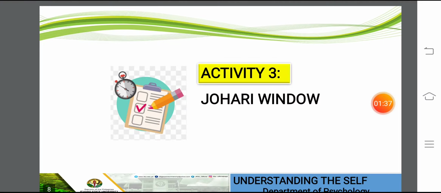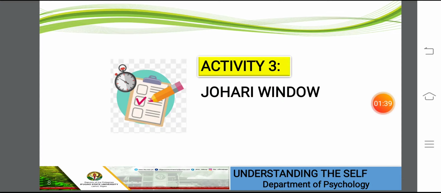In your workbook, there is an activity 3 entitled Johari Window. There are 4 quadrants or 4 boxes wherein you should answer. The first quadrant tackles your open self, area, or arena. You should write therein the information about yourself, your attitudes, behavior, emotions, feelings, skills, and views known by you as well as by others. For example, for me, I am known as an instructor, therefore I am good in speaking.